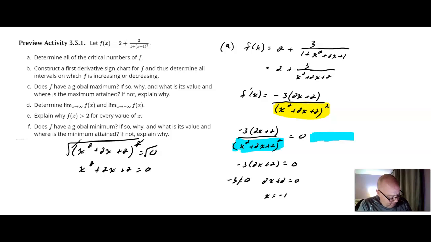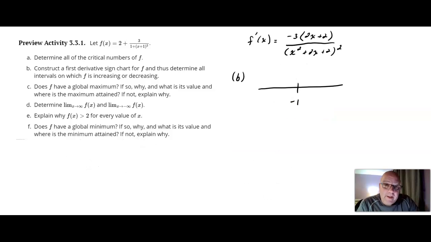Let's move on to part B. Part B, they ask me to set up a first derivative sign chart and then determine all the intervals where f is increasing or decreasing. So I plot my critical number, -1, and now I'm going to do my sign chart. So I'm going to test a value that's to the left of -1.